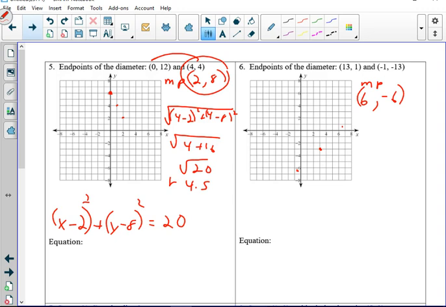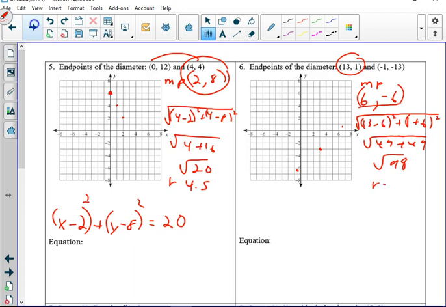So I'm going to do this endpoint and the midpoint. 13 minus 6 squared plus 1 minus negative 6 squared. That's 49 plus 49. Square root of 98. Real close to 100. The radius is approximately 9.9. So I'm just going to approximate 10.